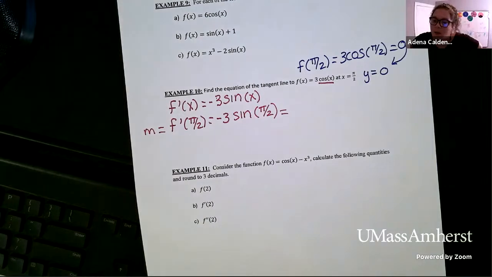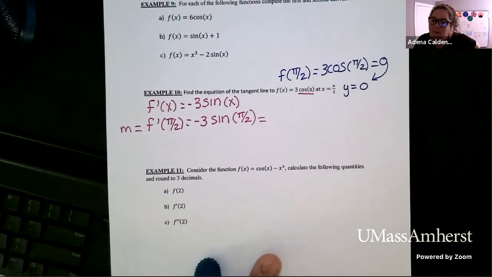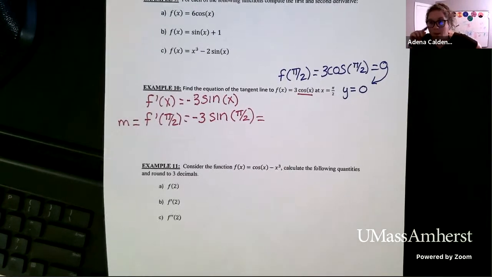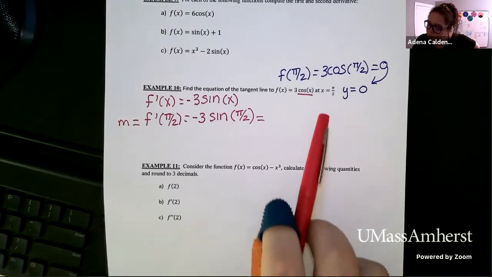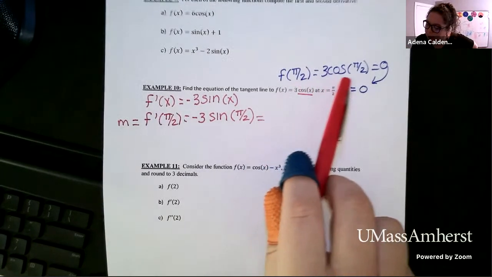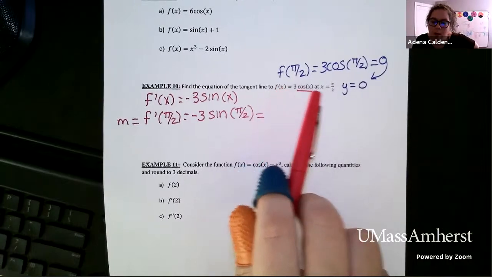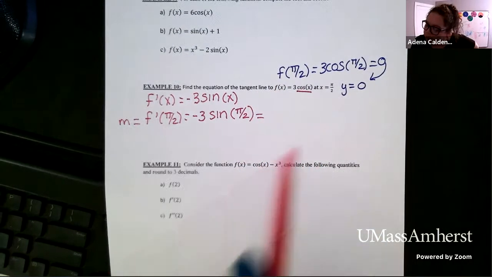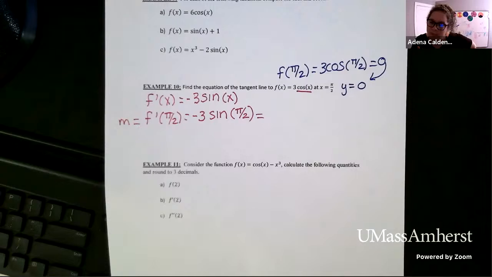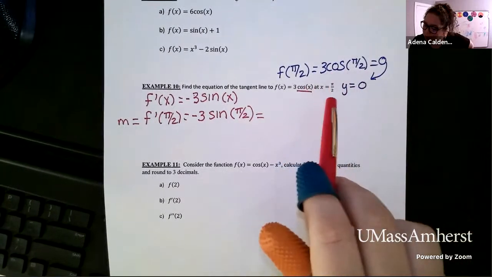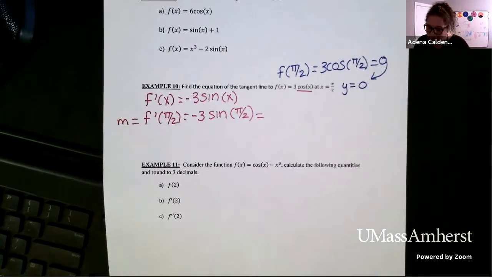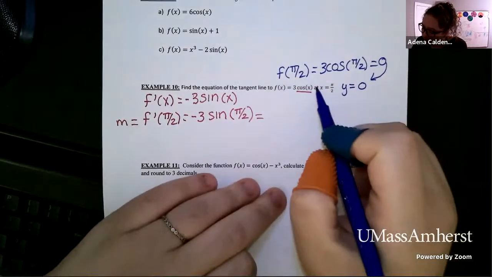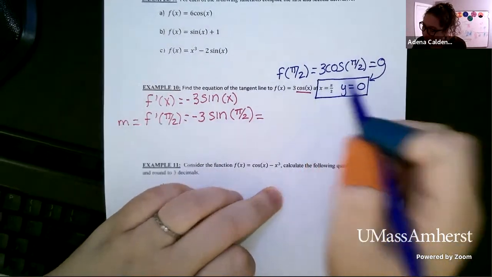All right. So again, in order to find the equation of the tangent line, we need a point and the slope. In order to get the point, we plug pi over 2 into the original function. So we have x equals pi over 2, and cosine of pi over 2 is 0. So that gives us the point x equals pi over 2, y equals 0. So that's our point that we're working with.